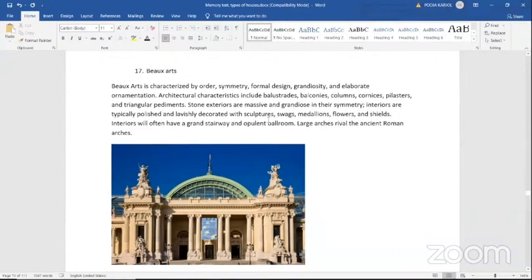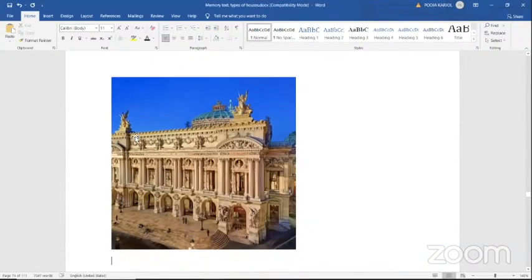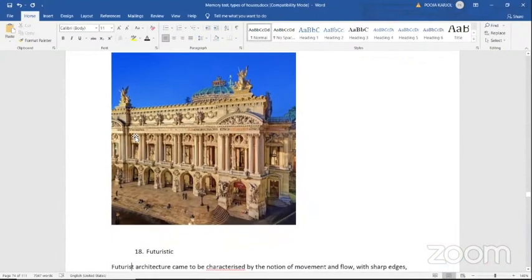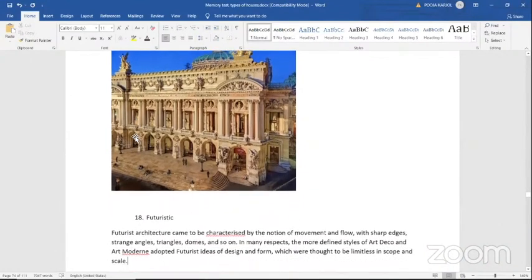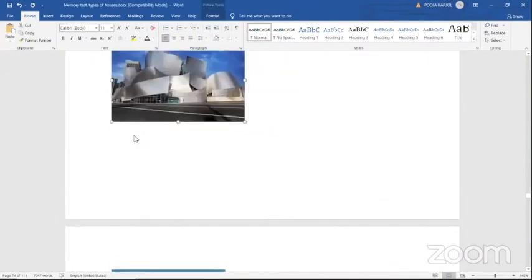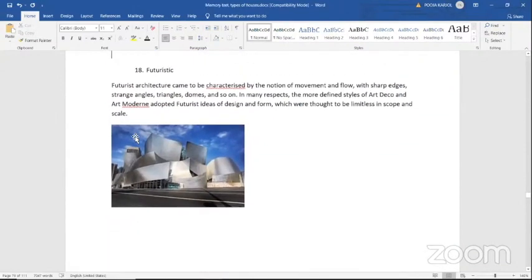Lavishly decorated with sculptures, medallions, the whole nine yards. Interiors will often have a grand stairway and opulent ballrooms. Large arches rival the ancient Roman arches; they are bigger than the Roman arches. I've also heard of some old buildings that have multiple ballrooms based on the occasion: a private party in one, a public party in a bigger one, but all similarly decorated, meaning huge.